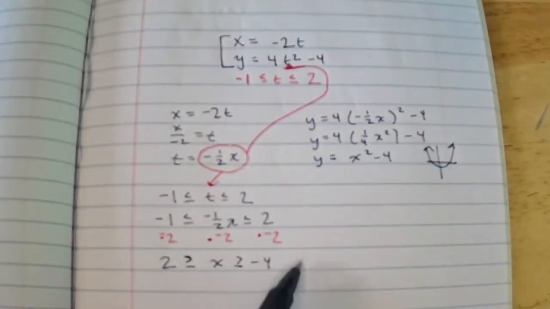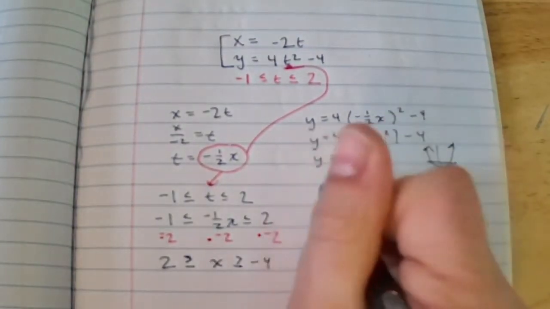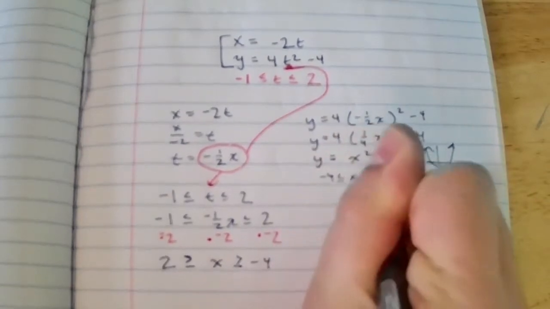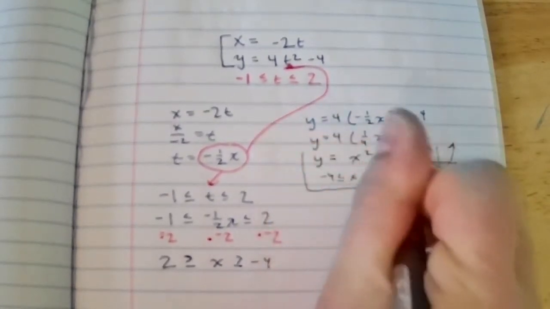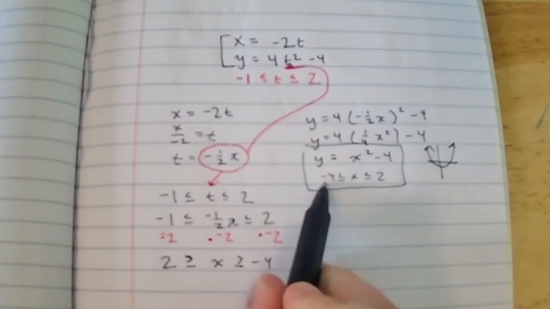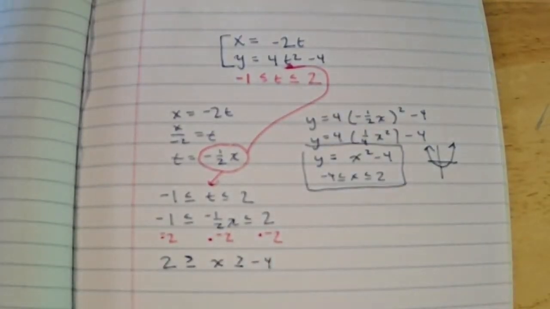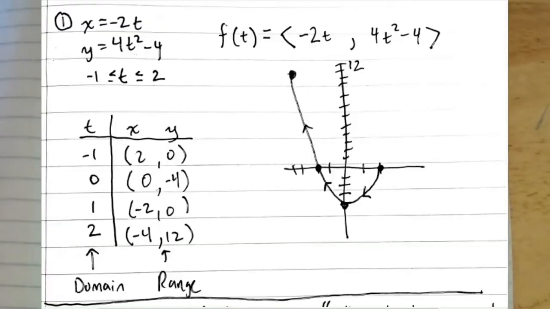So the domain in rectangular form will be -4 less than or equal to x is less than or equal to 2. And you can see that should match up with the original domain we had in parametric form. And you can see from this graph that that's absolutely right, that the x values do go from -4 to 2.